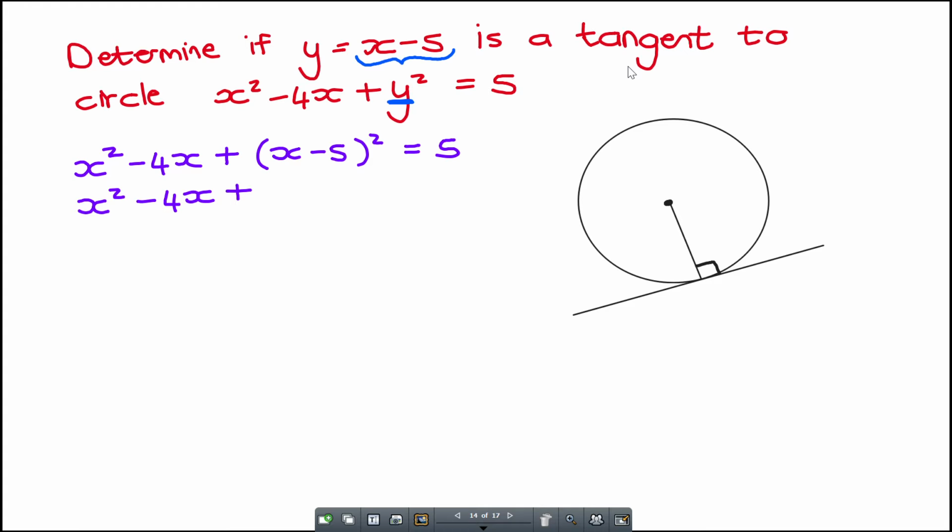So we said: determine if y is equal to x minus 5 is a tangent to the circle x squared minus 4x plus y squared is equal to 5. Toe het ons gesê, we're going to substitute that in because if it's a tangent, it means that they touch, nee? So op daai punt gaan hulle mos gelyk wees aan mekaar. So ek kon dit gaan instel. Okay, right. So if I substitute that in, we gaan nou daar sien.